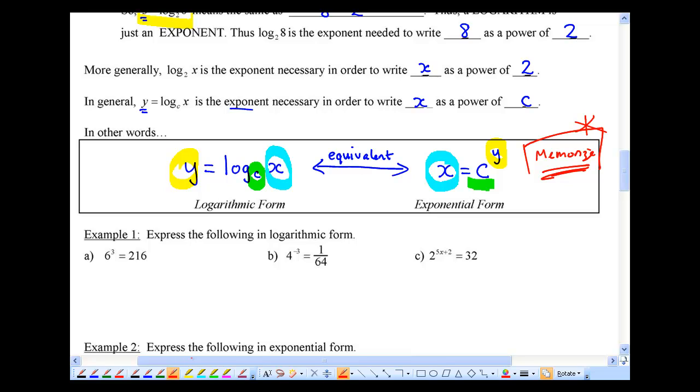Okay, I think the easiest part is the base, so that's c. In this case, the base is 6. So I'm going to say log base 6. And then the exponent is y. So that's what the logarithm is.